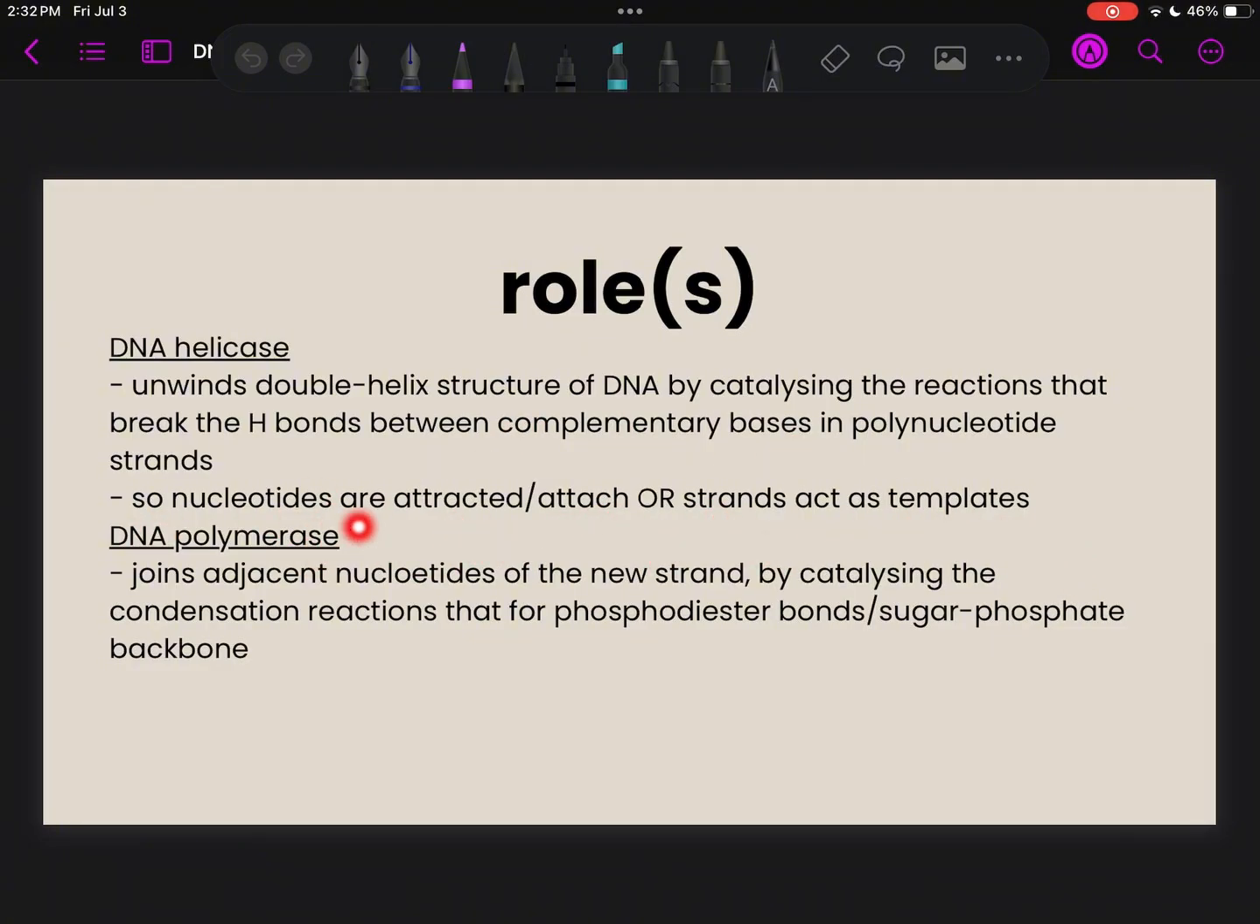And when we look at the enzyme DNA polymerase, it joins adjacent nucleotides of the new strand by catalyzing the condensation reactions that form phosphodiester bonds, the sugar-phosphate backbone.